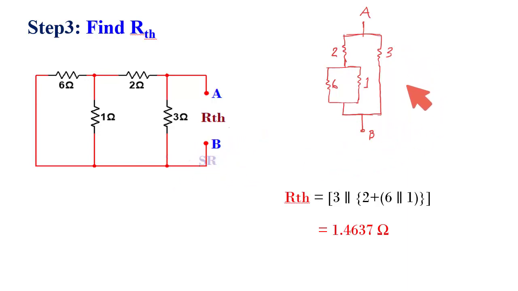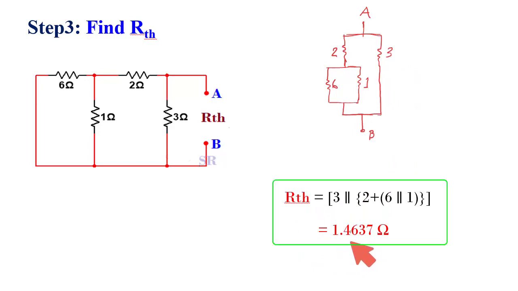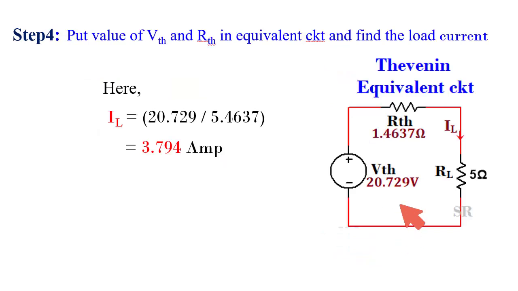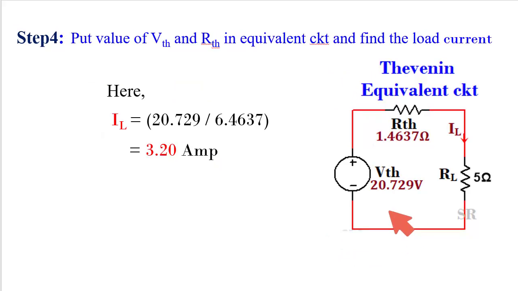So from this circuit we can easily understand which ones are in series and which ones are in parallel. The 6 and 1 will be in parallel. The equivalent of that will be connected in series with this 2 ohm. The equivalent of this is in parallel with this 3 ohm. So ultimately RTH we got 1.4637 ohm.